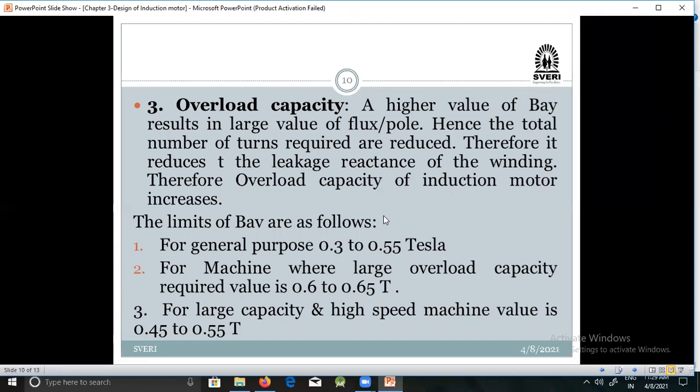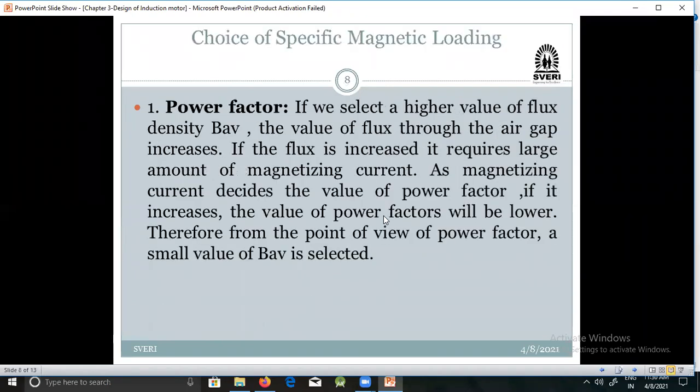Yesterday we have solved the example. In that example, what value have they mentioned? 0.46 Weber per meter square. Okay, 0.46 Weber per meter square means what? We have to choose the value by considering the difference of this. So these are the 3 points that we need to consider whenever we are going to consider the specific magnetic loading.